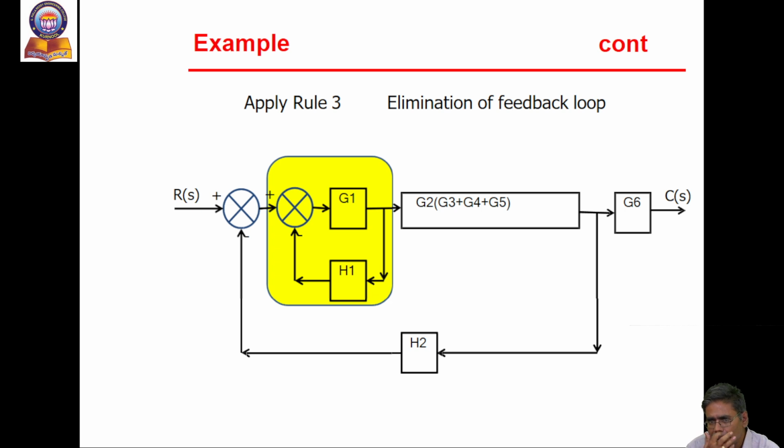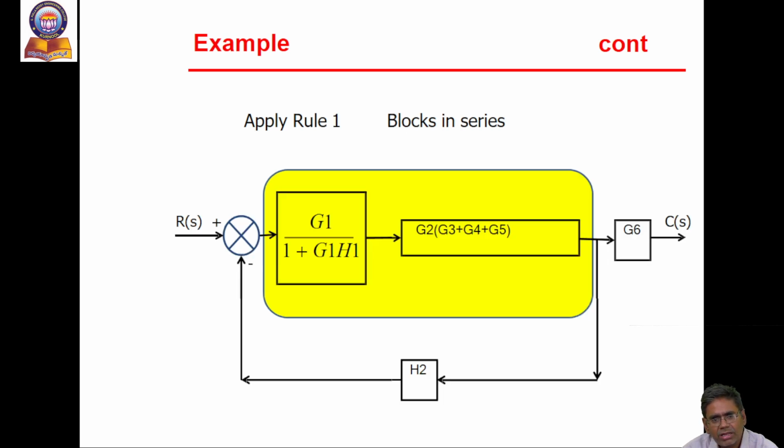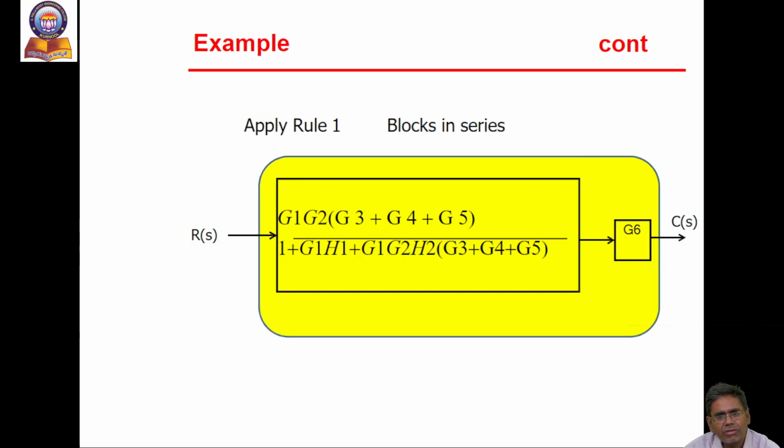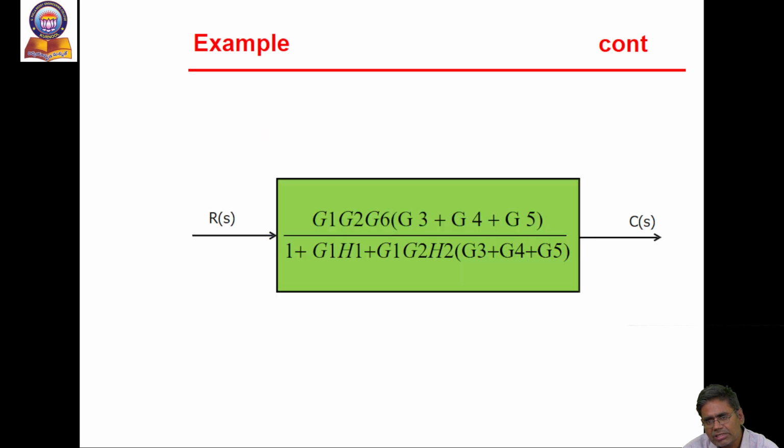The second rule, series blocks: G2 into G3. Elimination of feedback, G1 and H1. To eliminate this one, we get G1 divided by 1 plus G1 into H1. These two are connected in series, then we get a series block. Finally, you apply the feedback loop, then you get the transfer function, then series with G6. This is the final transfer function of the given block diagram by using the reduction techniques. This is one problem of how to solve these blocks.